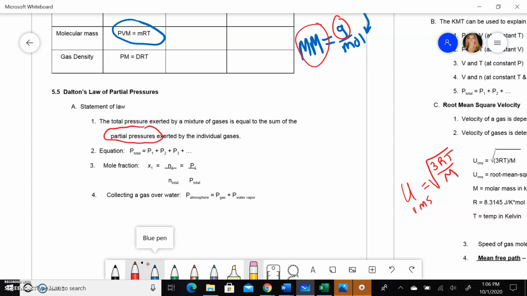So for example, if we have a balloon that has both O2 and CO2, the number of times that oxygen hits the walls of the container would be the partial pressure of oxygen. The number of times that carbon dioxide hits the balloon would be the partial pressure of CO2. And then the total pressure would be the total number of times that they both hit the walls of the balloon. So the equation is just however many gases you have, you can add up the partial pressures to get the total. Two more things.